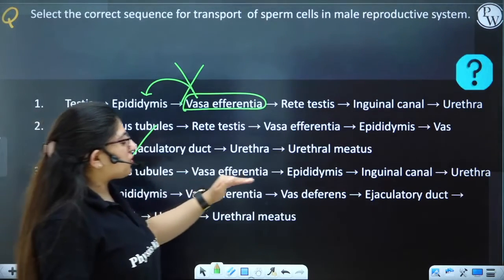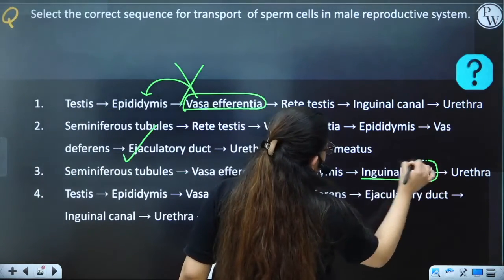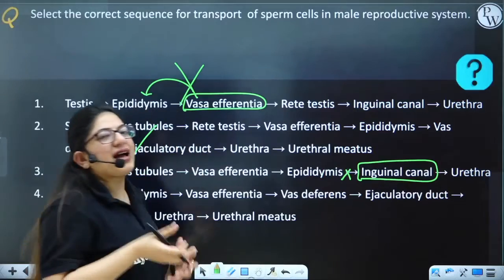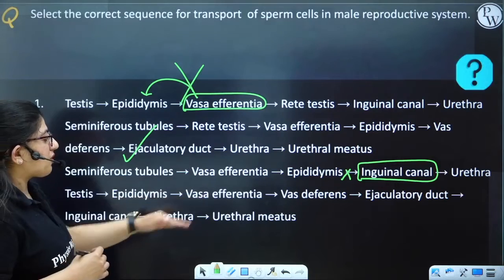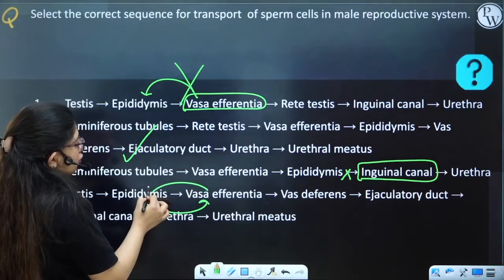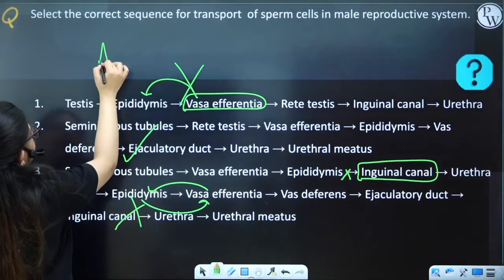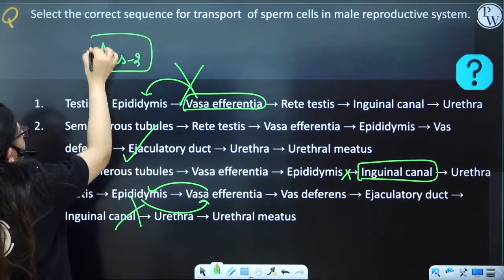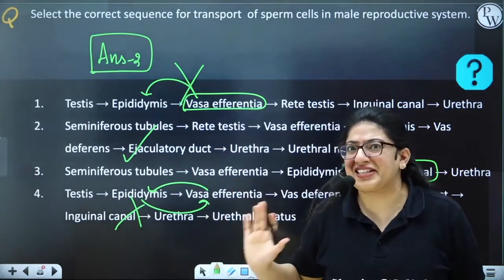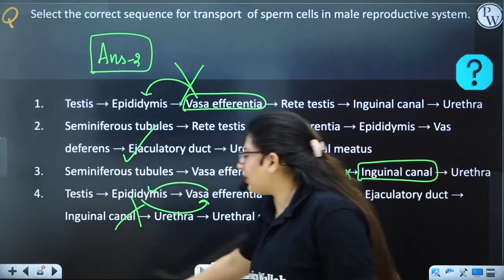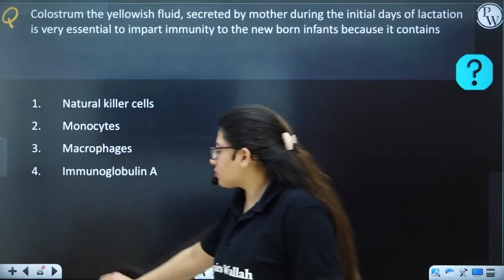Okay, see what's wrong with this. Seminiferous tubule, vasa efferentia, epididymis, inguinal canal. No, no, no. Inguinal canal has nothing to do here, right? That's a passage through which the ducts are going out. Testes, epididymis, vasa efferentia. Again, the first option. So, what is the correct answer, guys? Second is the correct answer. If you know the duct system of the male reproductive system, this is easy. This is really very easy. Anyways, next. Colostrum, the yellowish. That's, I think, a repeated question, so just leave it.